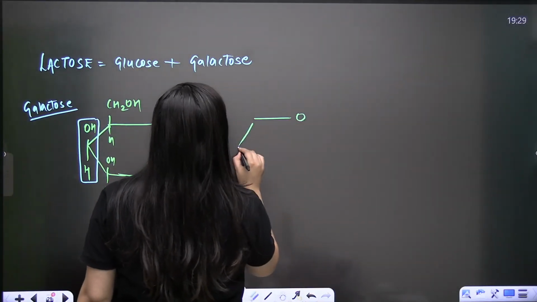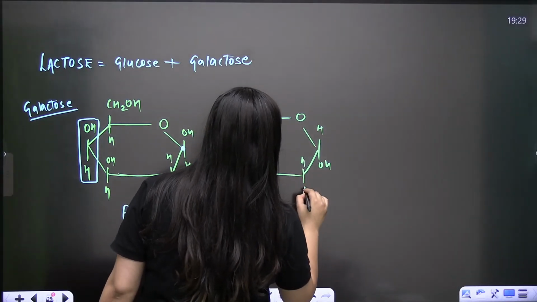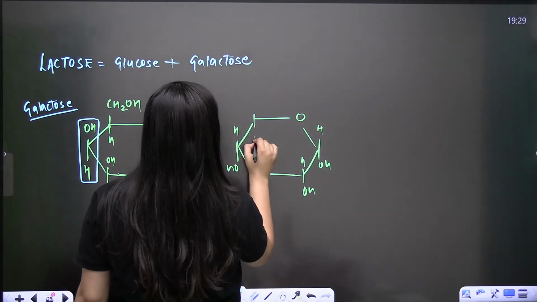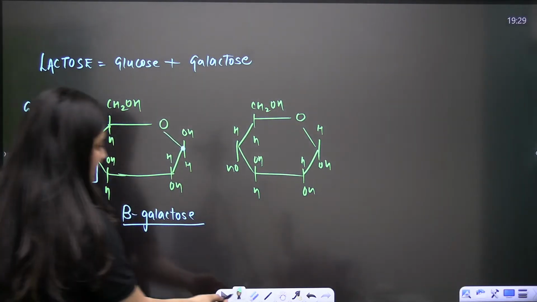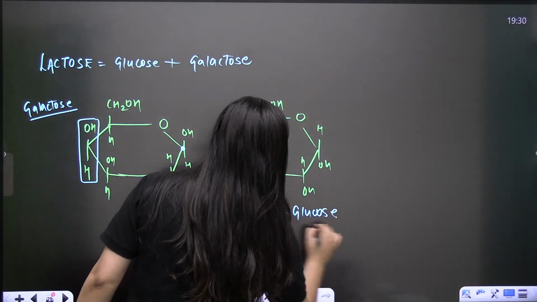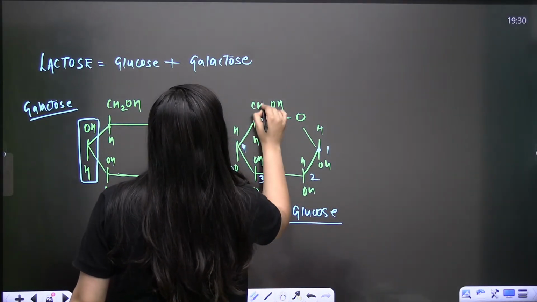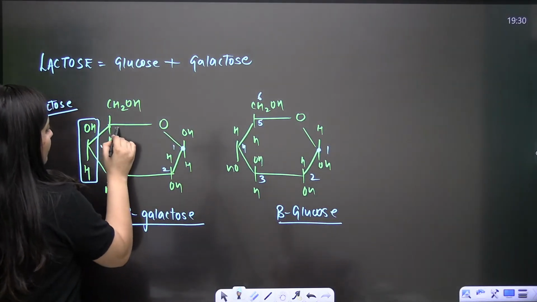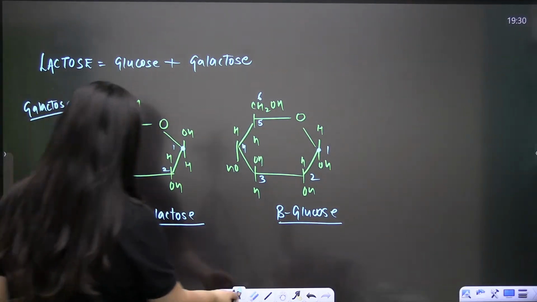Right, now draw the glucose here. Draw the beta glucose here. H, OH, H, OH, OH, H, H, OH, H, CH2OH. So now can you differentiate? This one is your galactose. This one is your beta glucose. Okay, beta glucose. So 1, 2, 3, 4, 5 and the sixth, and here 1, 2, 3, 4, 5 and the sixth. Clear?